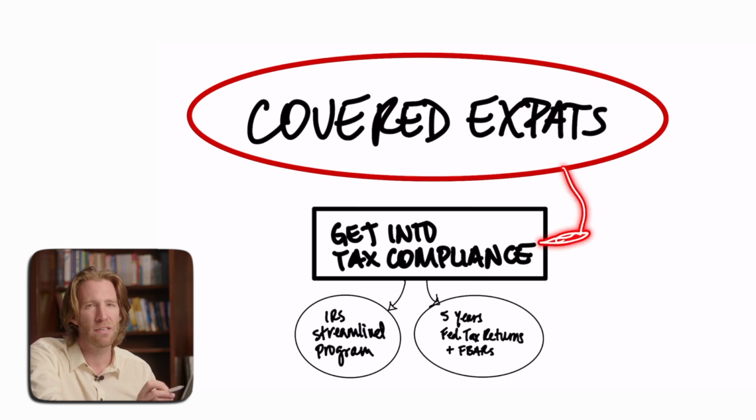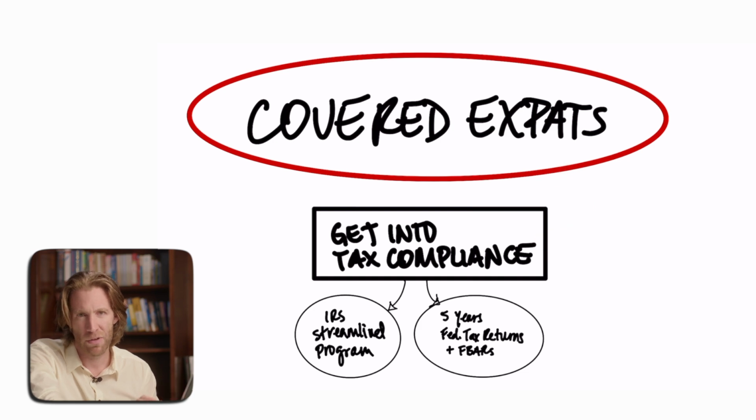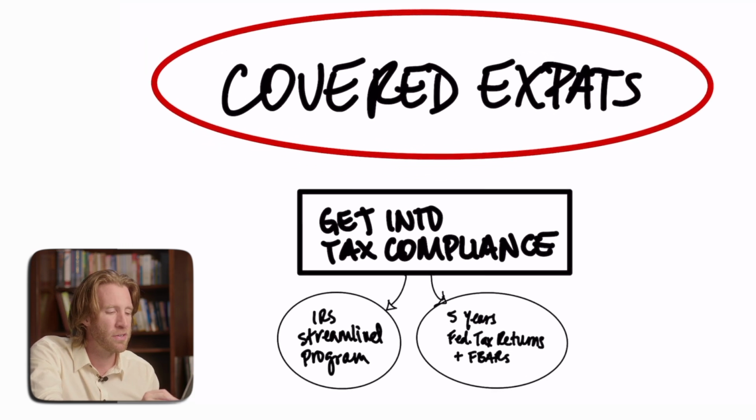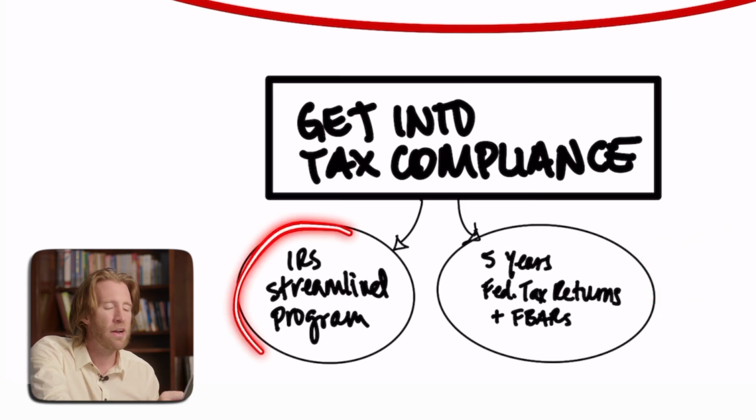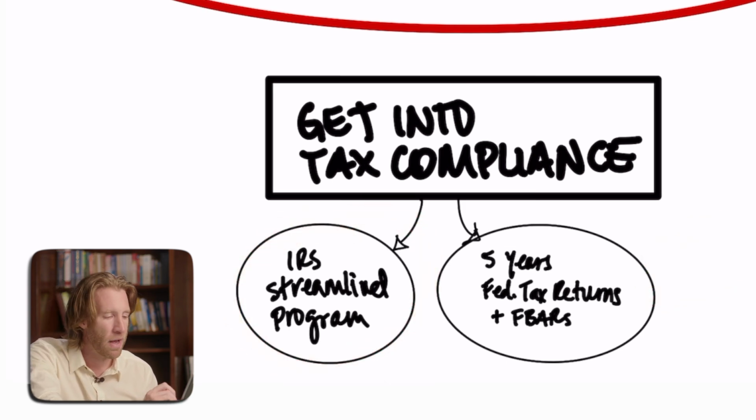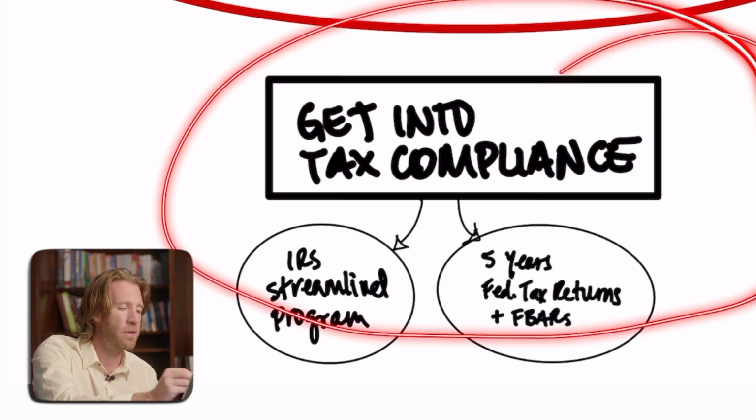All right, the first thing is you're out of tax compliance. Okay, you haven't filed in years. This is a very easy fix because you just have to get into tax compliance for the last 5 years. Right now, there is a very straightforward amnesty program called the IRS Streamline Program. So you apply for the Streamline Program, you submit your last 5 years of tax returns, last 6 years of FBARs for foreign bank account reporting, and boom, you are in compliance. So you do not have to be a covered expat for being out of compliance.